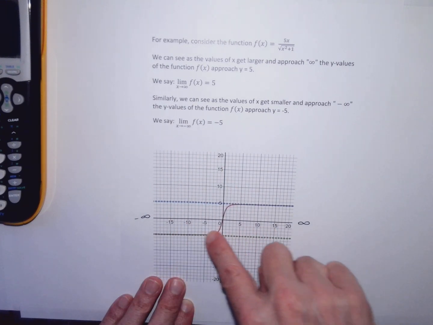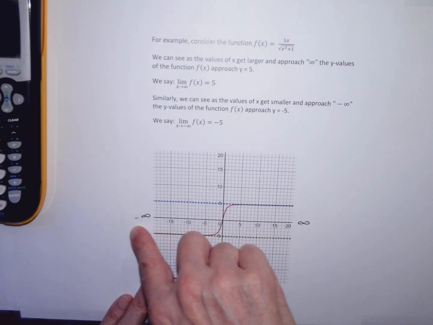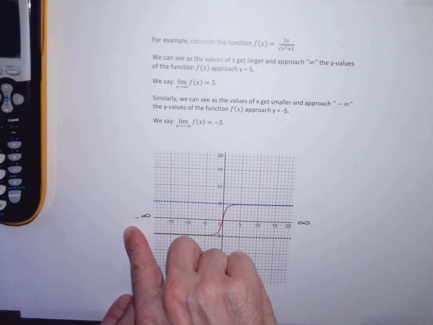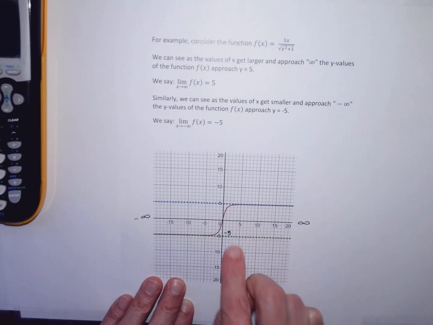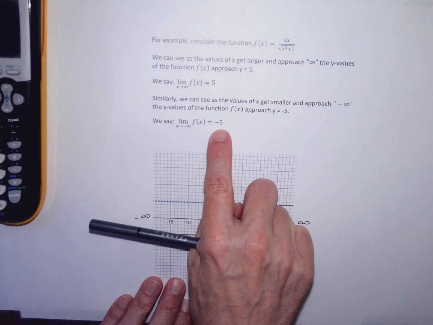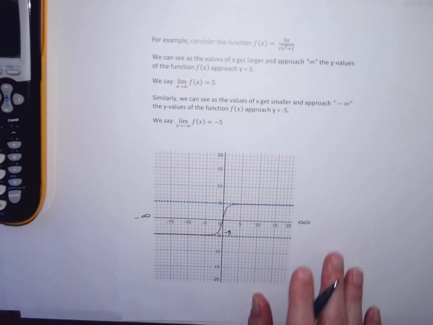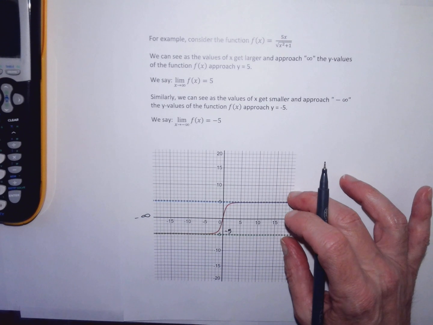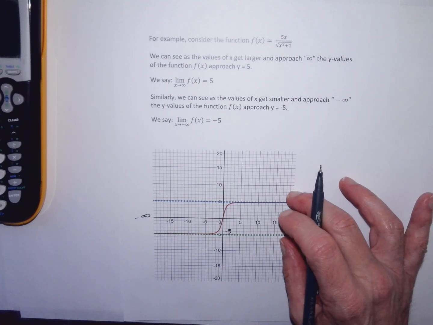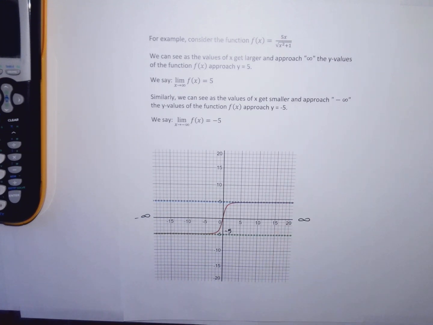As I trace along this graph and get further and further to the left of the origin, all the way towards negative infinity, the bottom part of this graph is going towards the dashed line that has y equal to negative 5. So I'd say the limit as x approaches negative infinity is negative 5. So limits at infinity, if the graphs flatten out, it's just the y coordinate of where they flatten out, and I always try to draw it with some sort of dashed horizontal line to indicate what the limit is.